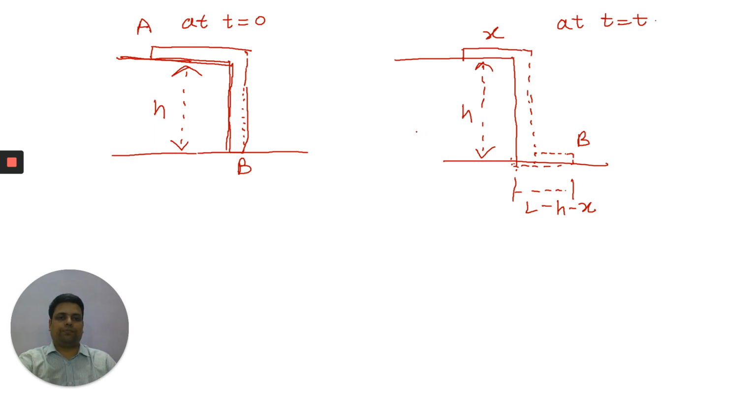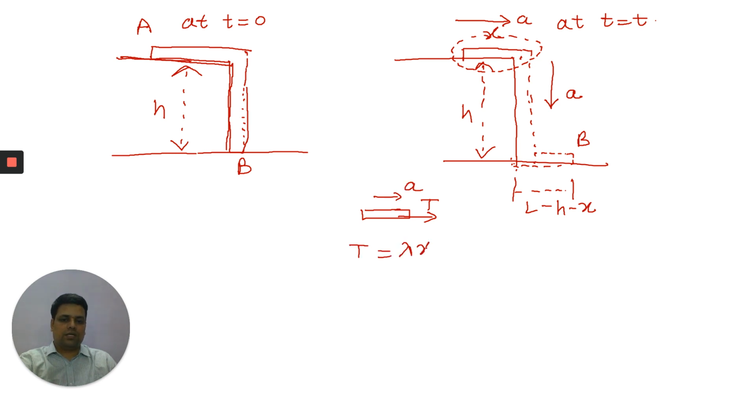At this situation, let us consider the forces that are there. Now let's consider the free body diagram for this part. Say this part is accelerating to the right at a, then this part is accelerating down at a. Definitely they should have the same acceleration. So for this part in the free body diagram, we can show the tension force T, and it is accelerating to the right. So T is equal to lambda x, its mass, because x is the length, into acceleration.